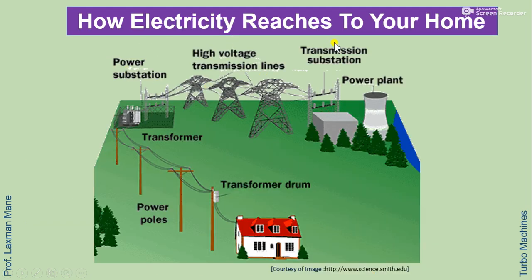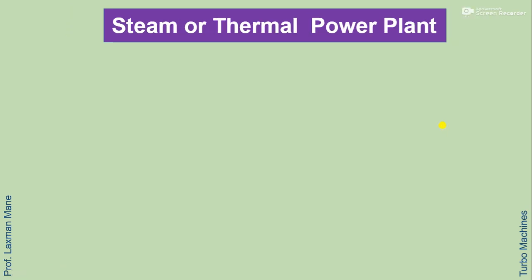How electricity reaches your home. So here you see that from a power plant, electrical energy is transmitted by using transmission substation through high voltage transmission lines via power substation through transformer to your home. So here is a power plant which is the heart of the electrical system. We'll discuss about it in the next slide.